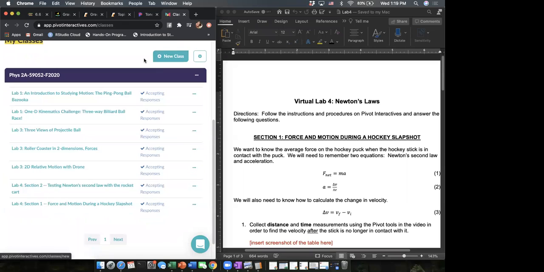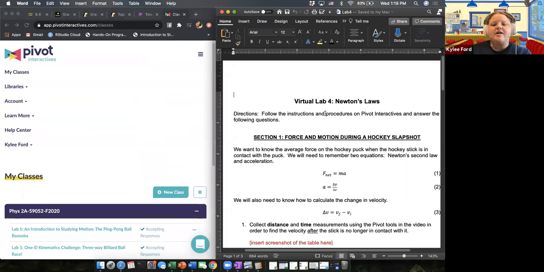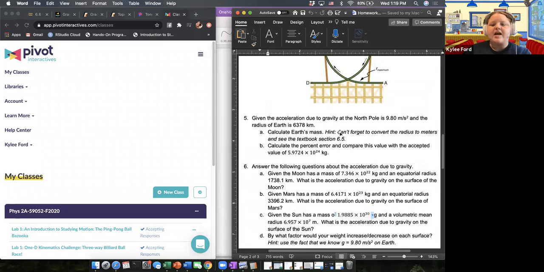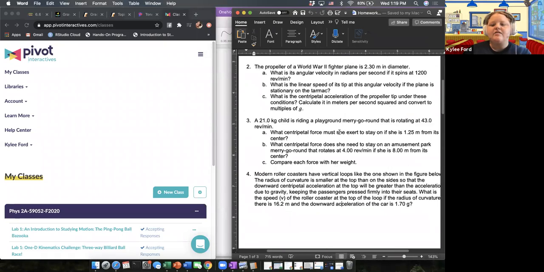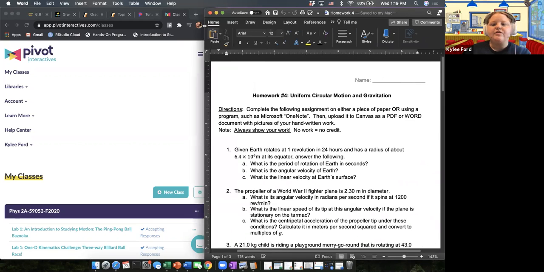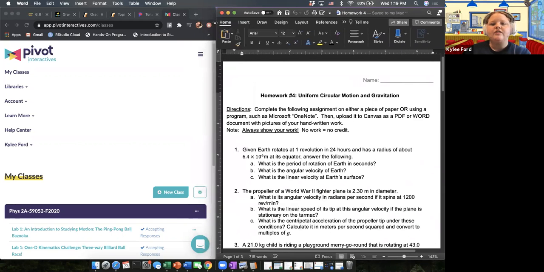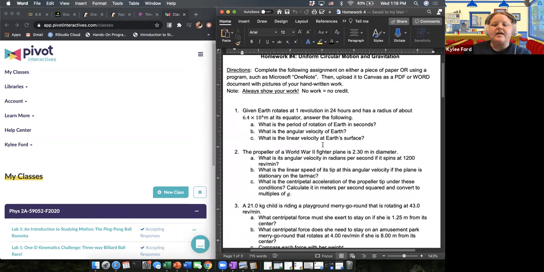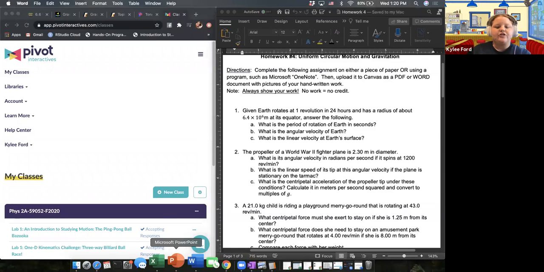Perfect. All right, sweet. Okay, so that's with the lab. The lab's not too difficult. The homework, I think, is not going to be too difficult. So this time we're looking at uniform circular motion and gravitation for the homework. And you're going to need to look at the lecture, of course.